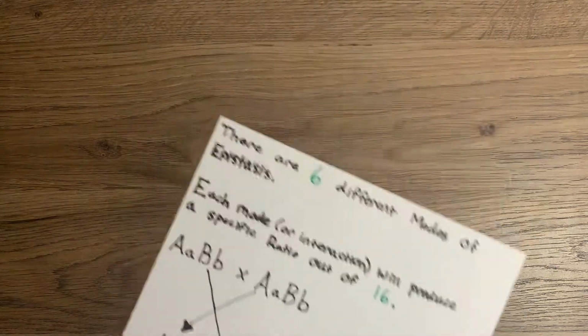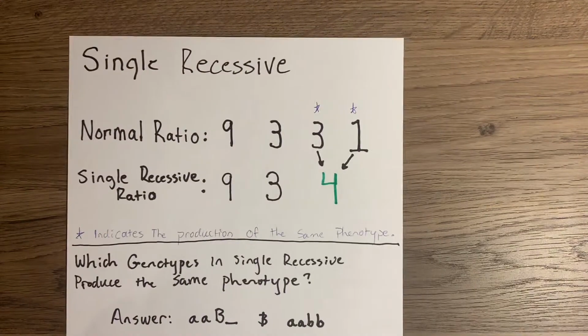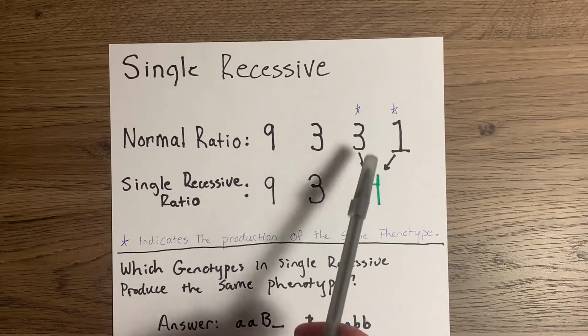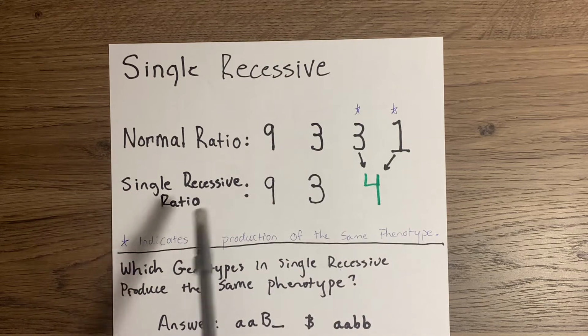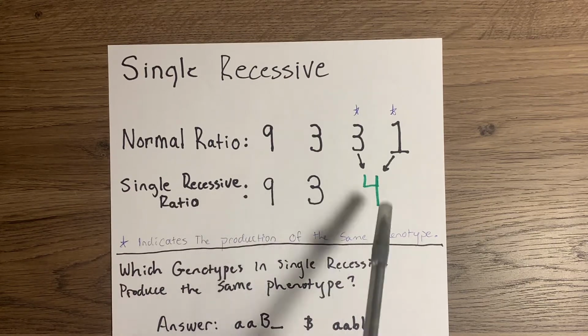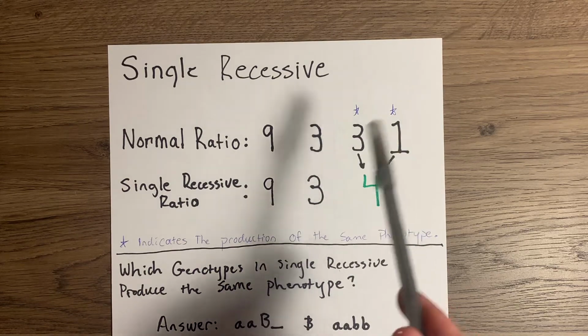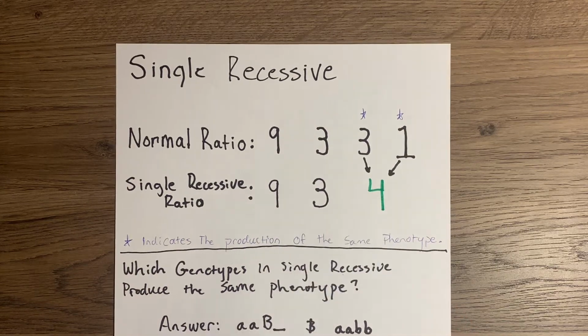But today we're going to be talking about one of the 6 interactions, and it's single recessive. So again, we have our normal ratio, 9, 3, 3, and 1. So our single recessive ratio is going to be 9, 3, and 4. Where do we get that 4 from? Well, these two genotypes, though they're separate, actually produce the same phenotype. So that's why we group them together.